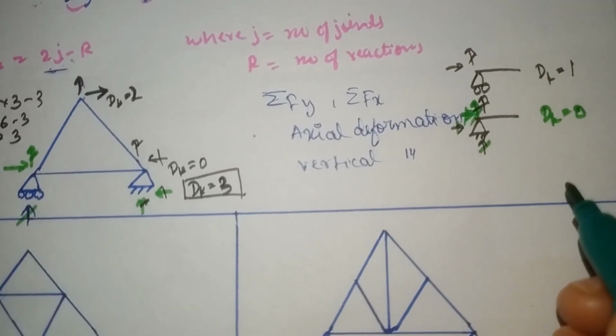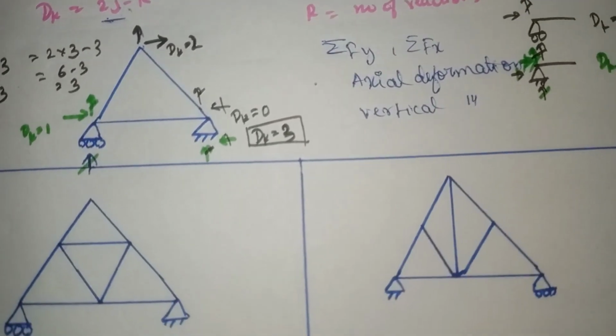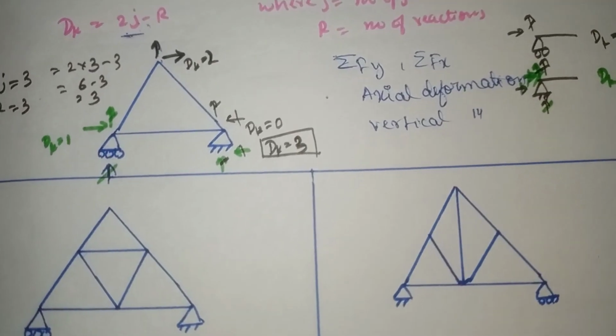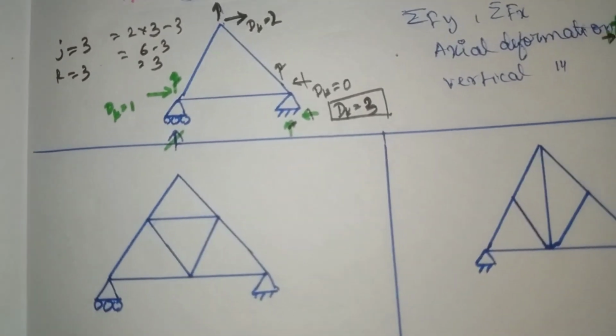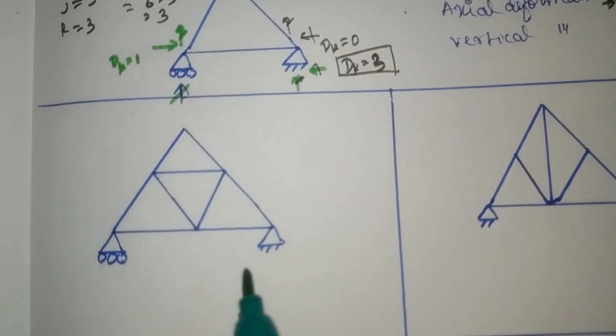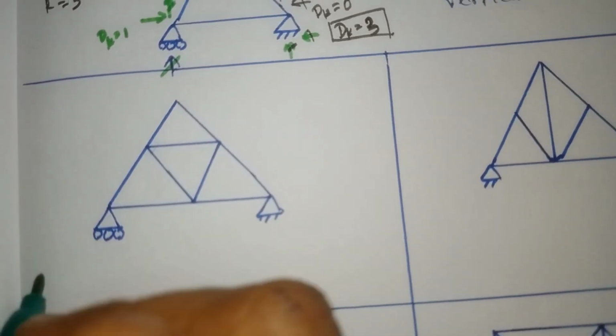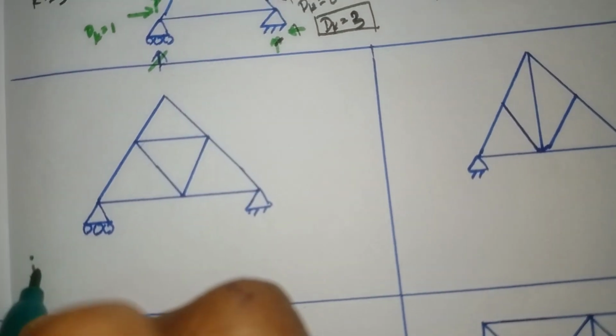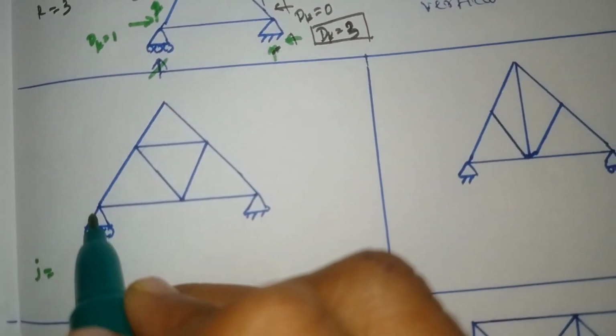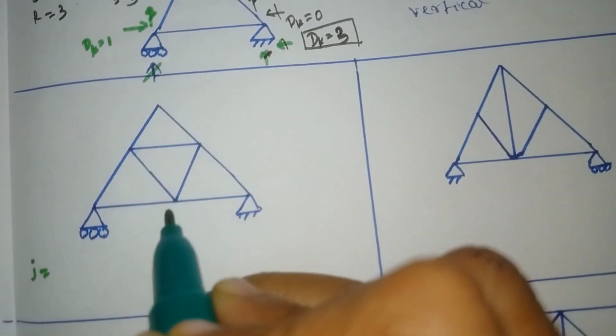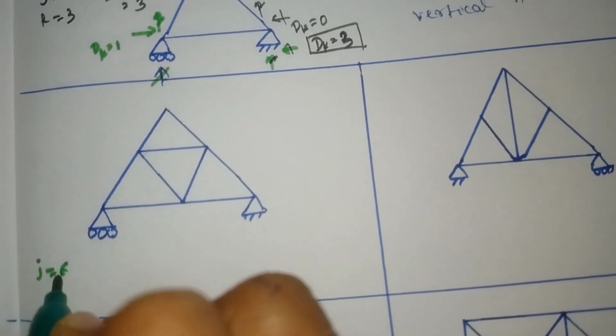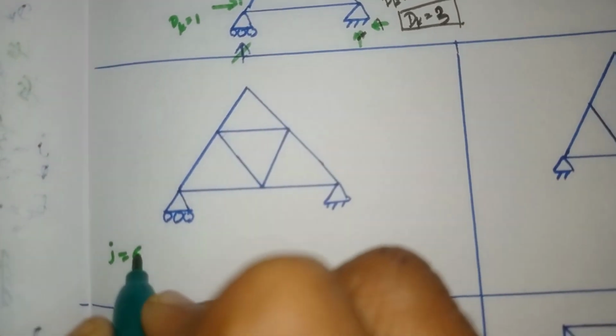So we'll see some problems. So this is one structure. We can calculate first by using the formula. How many joints are there? 1, 2, 3, 4, 5, 6. Six joints are there. So the number of joints is 6.